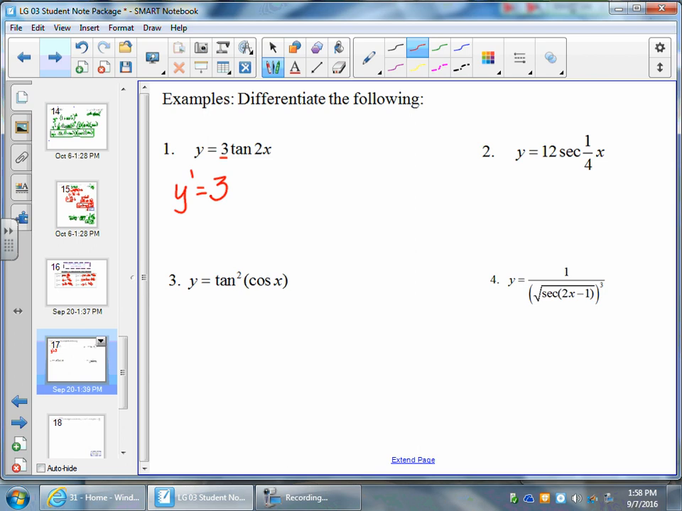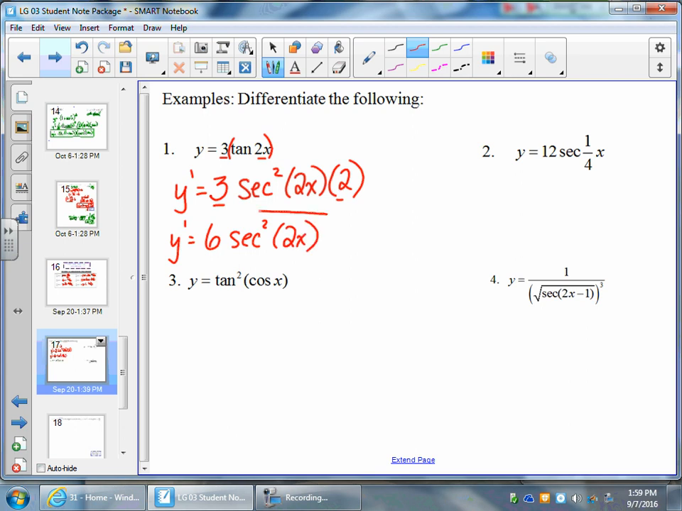I've got tan of 2x. Now remember, this is the chain rule, right? I've got a composite function there, and therefore I need to take the derivative of tan first. Remember, outside in. Well, the derivative of tan is secant squared. I keep the inside as it was, and then I multiply by the derivative of that inside. Now I can simplify. So I've got a 3 and a 2. So I can say 6 secant squared 2x. And that would be our first derivative.